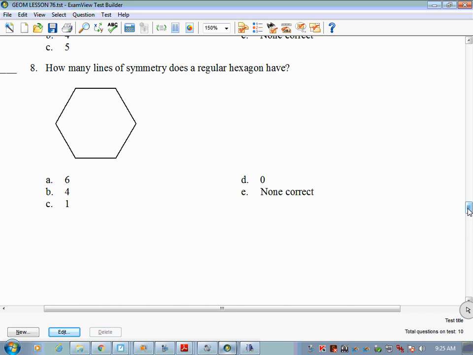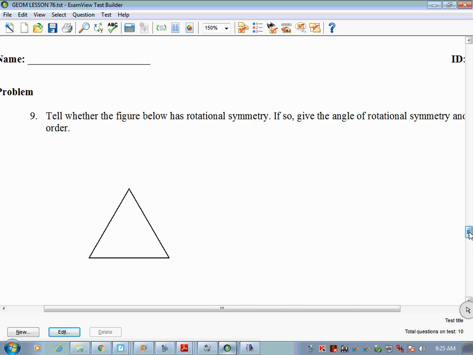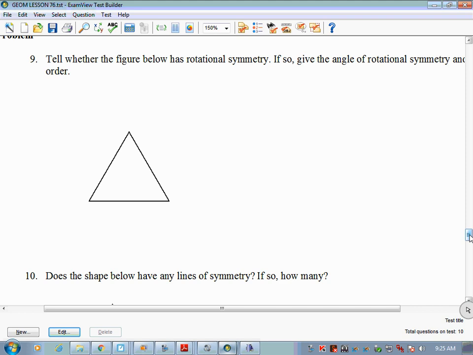Okay, which we still have a few more. How many lines of symmetry does a regular hexagon have? We've already answered this question, right? How many? 6, right? Because I can draw 3 lines that are going to take me from vertex to vertex diagonally and from side to side. And because it's regular, we count the number of sides. So 6. We've already answered this question, I believe.